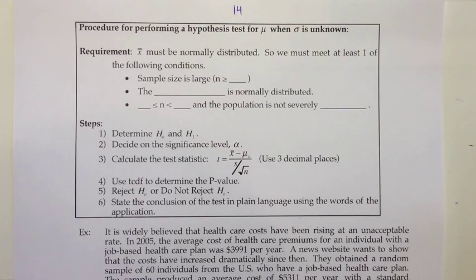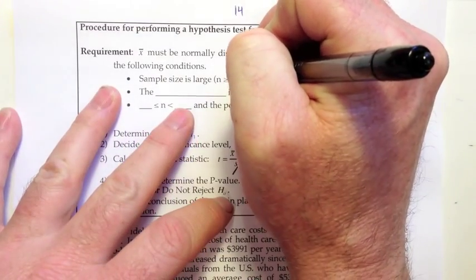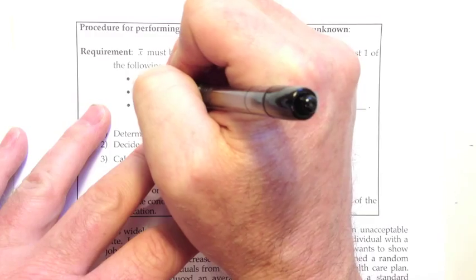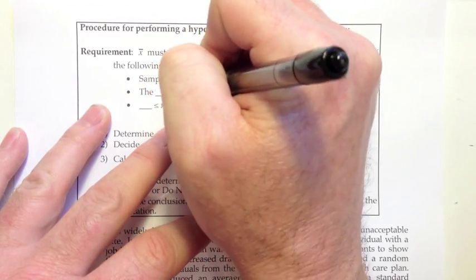Alright, let's go ahead and look at the procedure for performing a hypothesis test for mu when sigma is unknown. The requirements we're going to list, but they're essentially the same as what we saw for confidence intervals for the average in Chapter 8. So x bar must be normally distributed in order for us to calculate our p-value. So we must meet at least one of the following conditions. The sample size could be large, and we would define that as n is greater than or equal to 30. Or another thing that would be great is if the population is normally distributed.